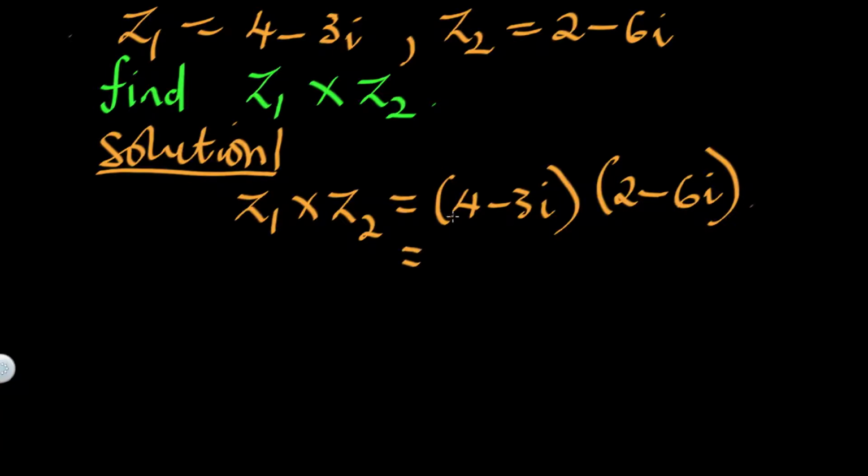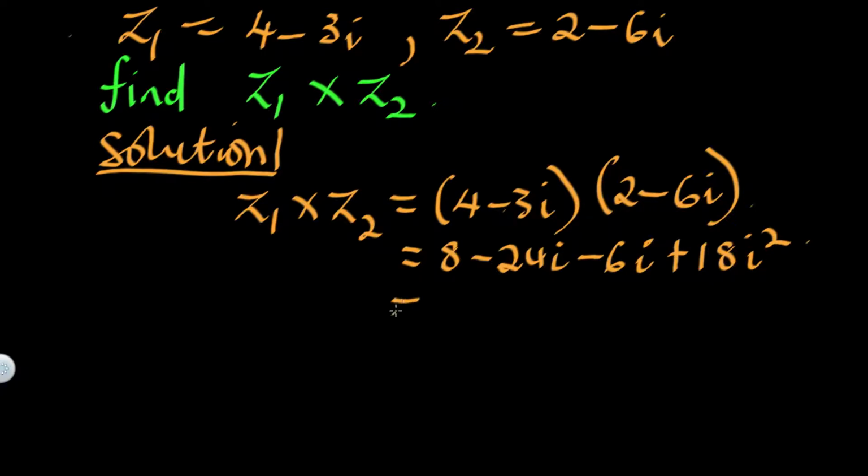This means 4 times 2, we get an 8. 4 times minus 6i, we get minus 24i. Then minus 3i times 2, we get minus 6i. Then minus 3i times minus 6i. If we multiply these two, we get a positive 18i squared.